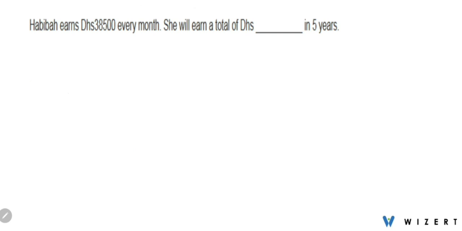Habiba earns 38,500 dirham or DHS every month. So she will earn a total of what amount in 5 years, we have to find out.